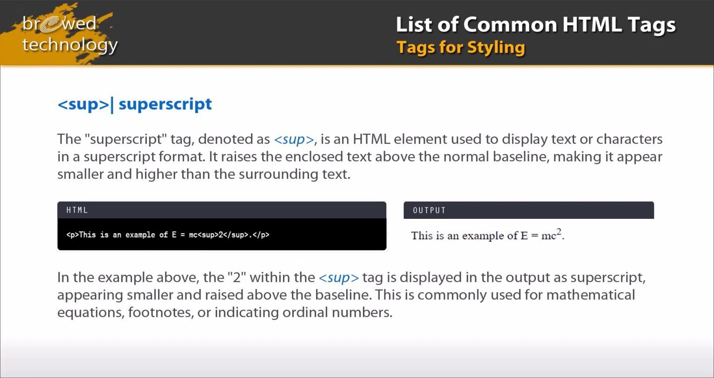The superscript tag is an HTML element used to display text or characters in a superscript format. It raises the enclosed text above the normal baseline, making it appear smaller and higher than the surrounding text. In our example, the 2 within the superscript tag is displayed in the output as superscript, appearing smaller and raised above the baseline. This is commonly used for mathematical equations, footnotes, or indicating ordinal numbers.